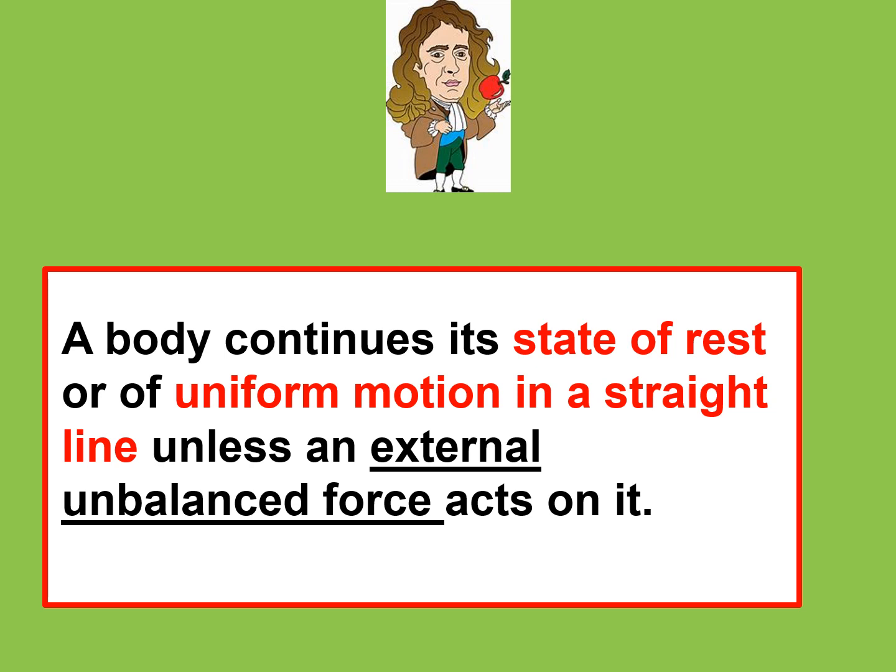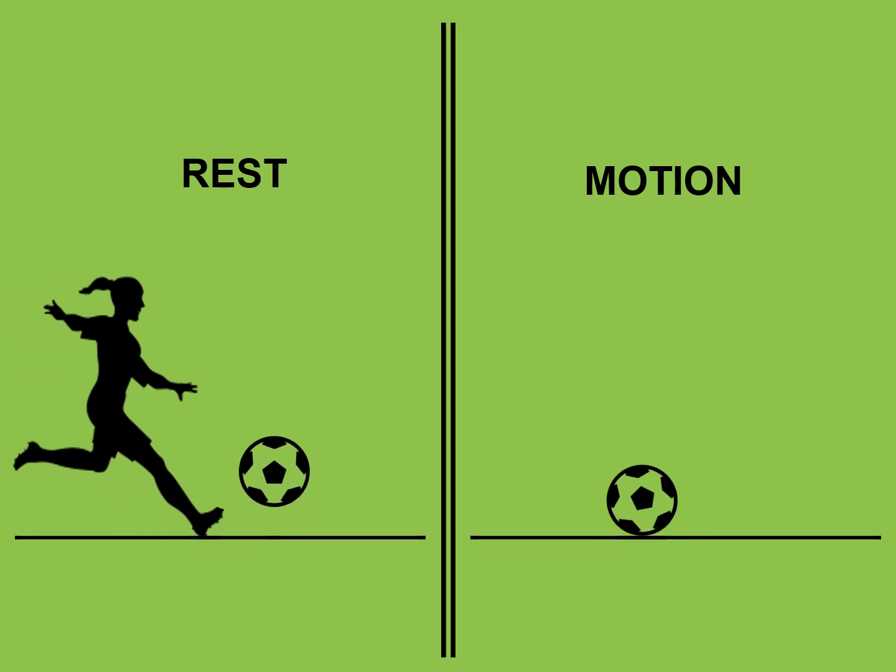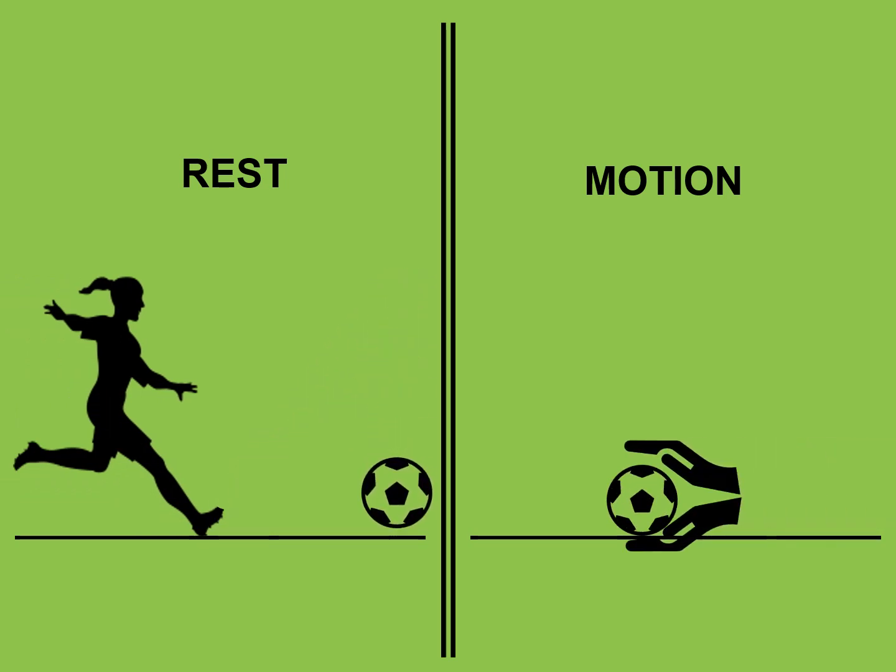In the previously taken example, one object is at rest and the other is in motion. To change the state of rest, the external force is the kick by the player. To change the state of motion, the external force is the force applied by the player to stop the ball.